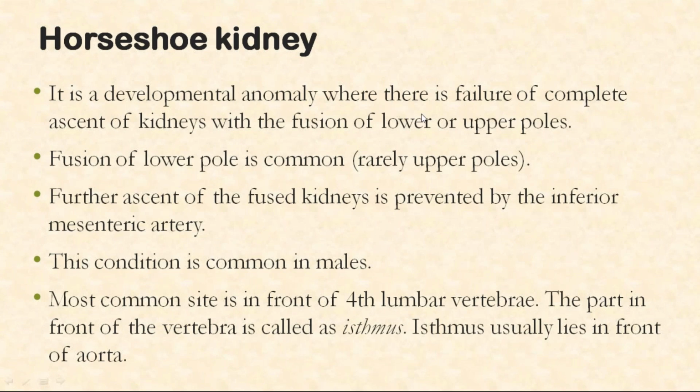It is a developmental anomaly where there is a failure of complete ascent of the kidney with fusion of the lower or upper poles, usually the lower poles. Fusion of the lower poles is more common, rarely the upper poles. Further ascent of the fused kidneys is prevented by the IMA, the inferior mesenteric artery. This condition is most common in males. The most common site is at the level of the L4 vertebra. I told you, right? The part in front of the vertebra is called the isthmus, located at the level of the L4 vertebra.